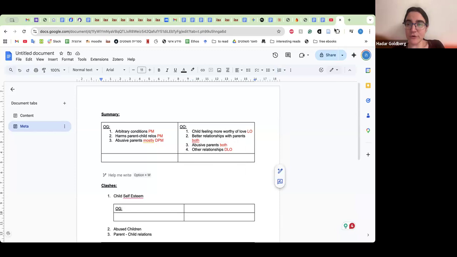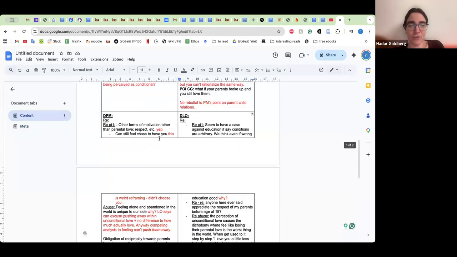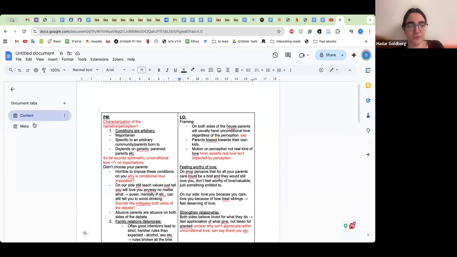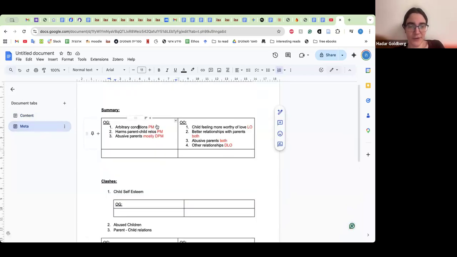Okay, and you can tell that I've already flagged to myself for later, if I need more tracking, where I can find more extension on this, because obviously I will need to assess the quality of analysis for all of these, and my content sheet is very, very wordy right now. I don't want to search a lot through it. So I have a roadmap here. Arbitrary conditions was in PM. Parent-child relations, PM. Abusive parents, somewhat in PM, but mostly in DPM.